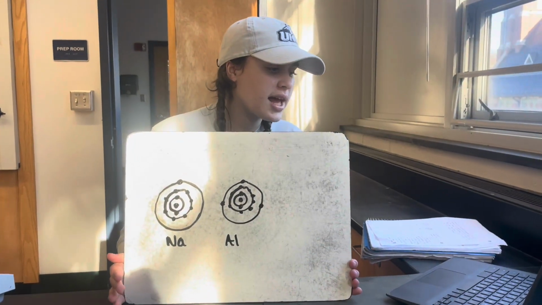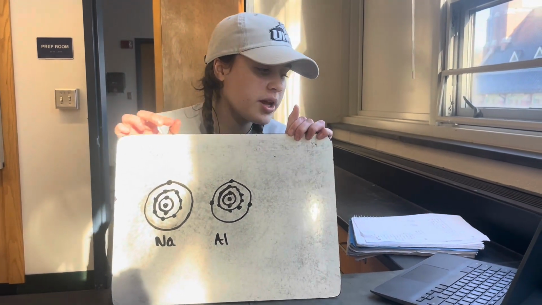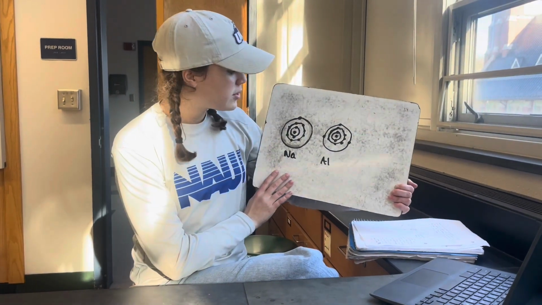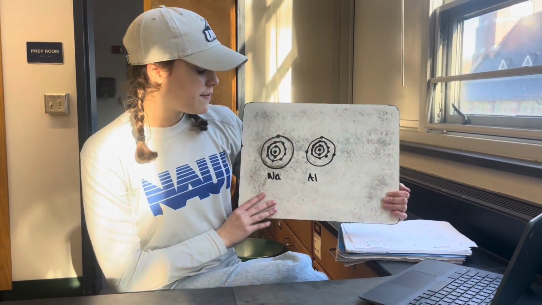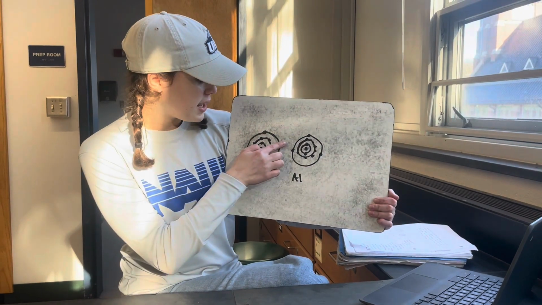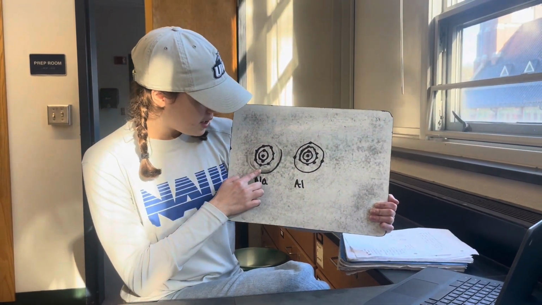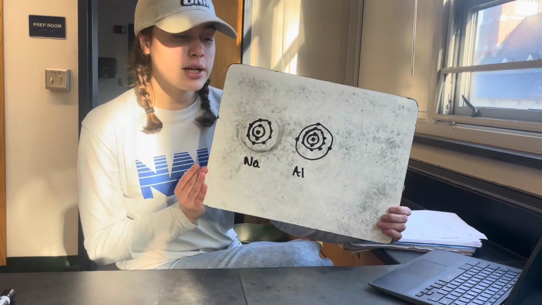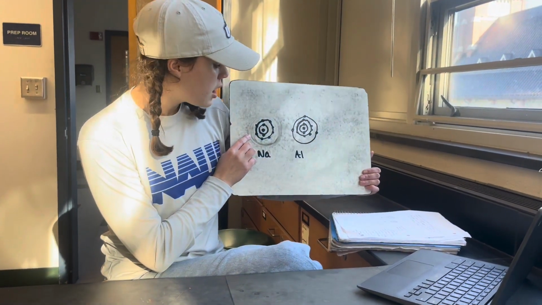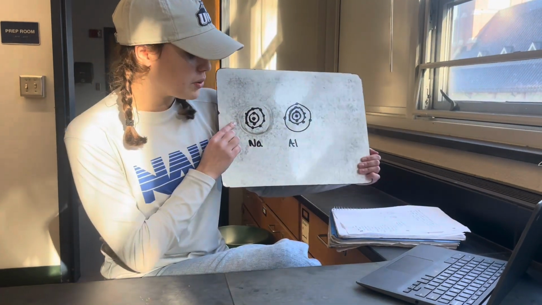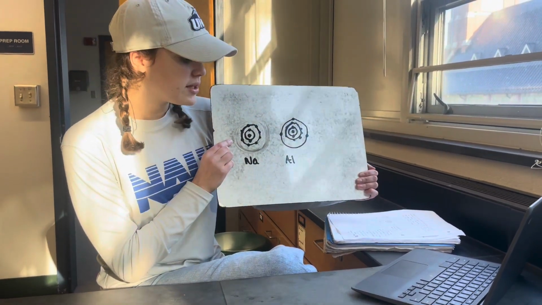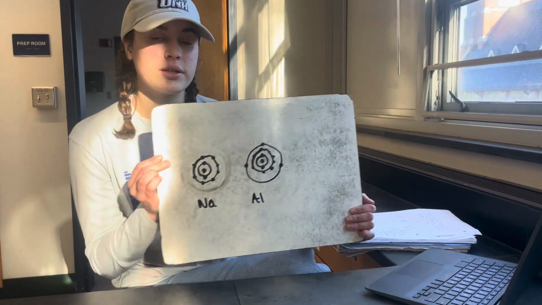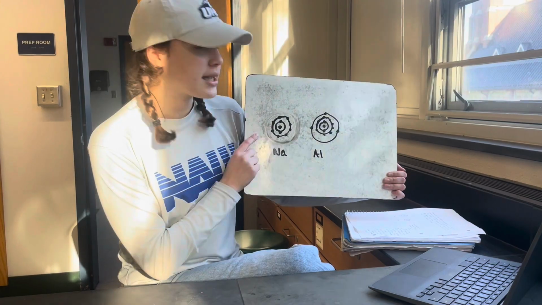Okay, the last question asks, which element in the third row of the periodic table has the greatest second ionization energy? So I have sodium and aluminum here. For the first ionization energy, if we take an electron off of sodium, it's going to lose an entire shell. So now the second ionization energy is coming from the second level, which is so much closer to the nucleus, so it's more attracted, which means it's going to be harder to pull another electron off of this shell because of the attraction. So it has a greater second ionization energy.